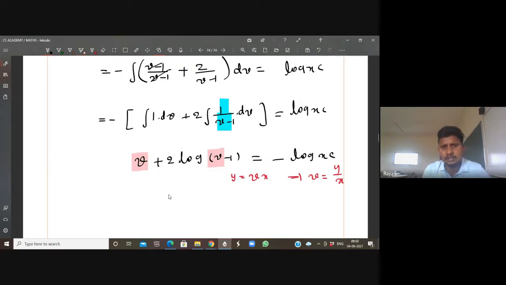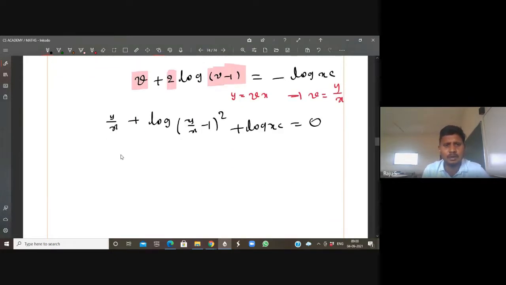When you take this minus, you can take right side, so y by x. See, this is like m log a. So now log (y by x minus 1) the whole square plus log xc is equal to, shall I write 0?